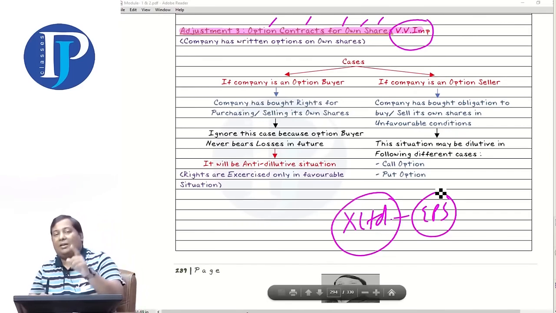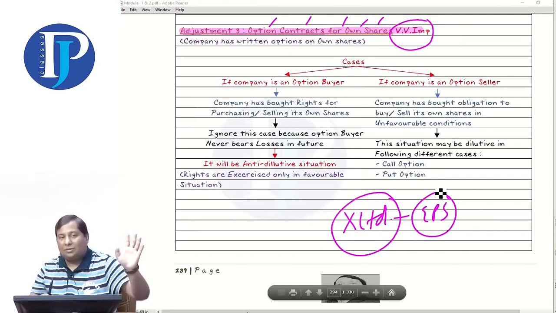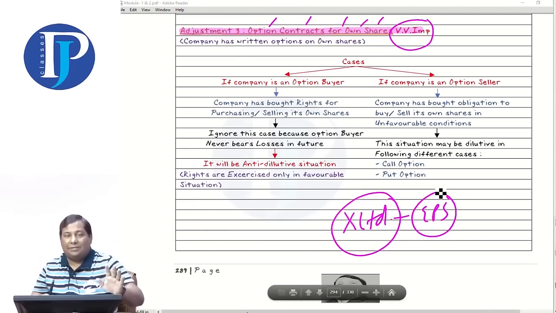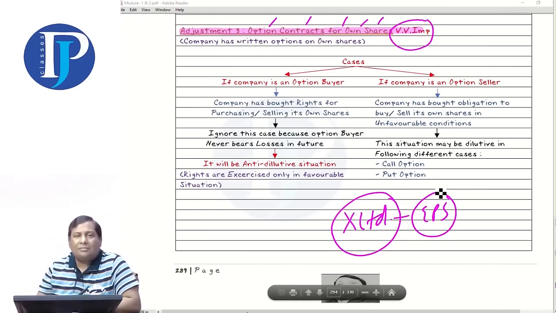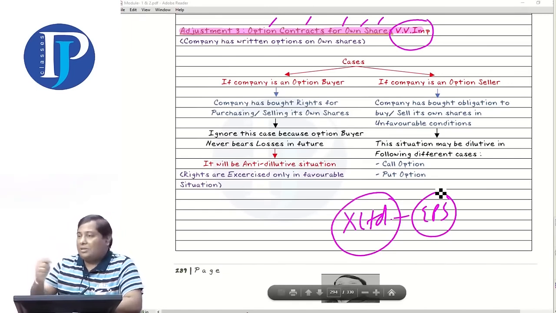You need to see if the company is an option buyer or an option seller. If it is an option buyer, there is no case. Ignore the situation. It's anti-dilutive. We are not seeing profits when finding dilutive EPS for an option buyer. The company will have profit in future, and if not, the option will be dropped. There will be no loss. But if the company is an option seller, then stop here. Now we need to move ahead.